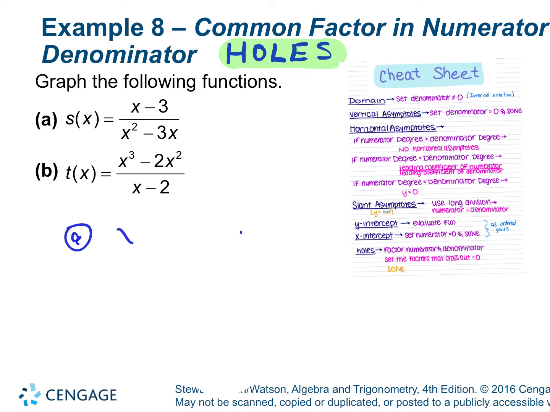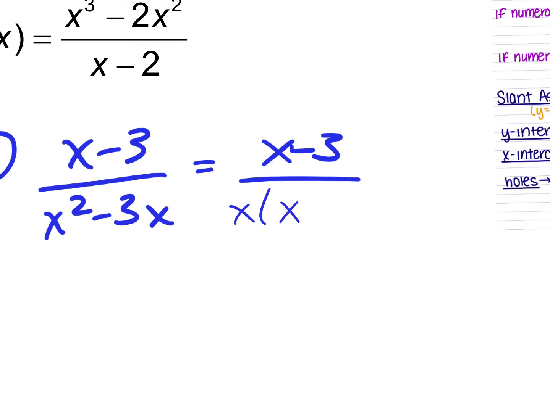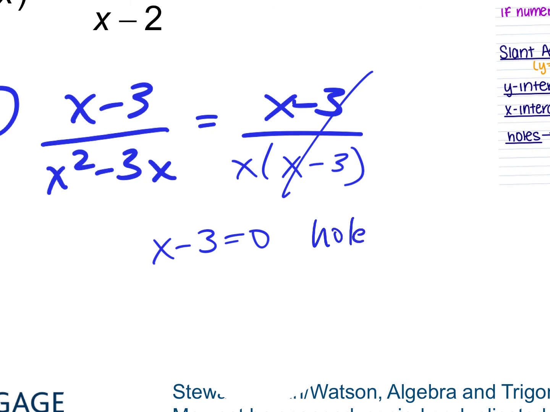So we have x minus 3 for A. X minus 3 over x squared minus 3x. Can I factor anything more out of x minus 3 in the top? No, it's x minus 3. What about the bottom? Take out an x, I'm left with x minus 3. Are there any factors on the top and the bottom that are exactly the same? Yes. So we cross them out. Whatever you cross out, you set equal to 0. So x minus 3 equals 0. So I have a hole at x equals what? Positive 3. Perfect.